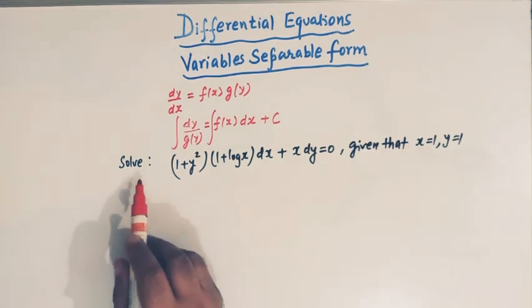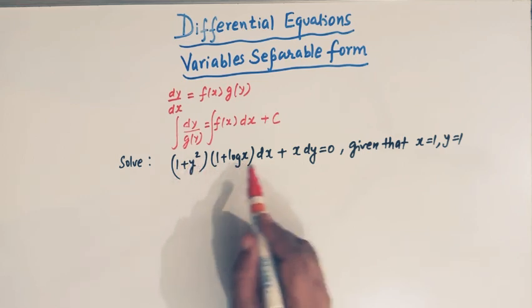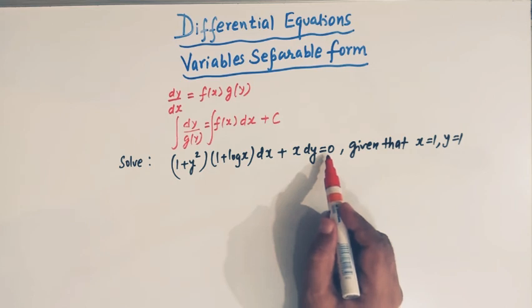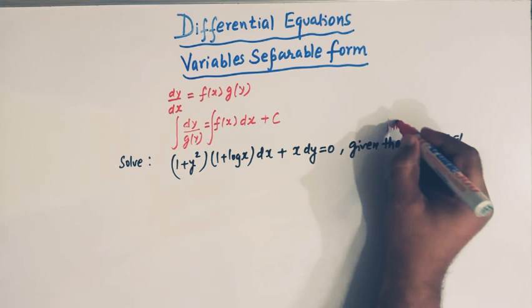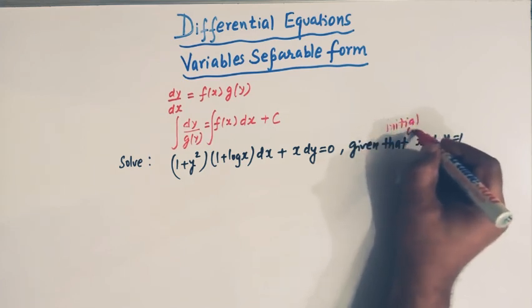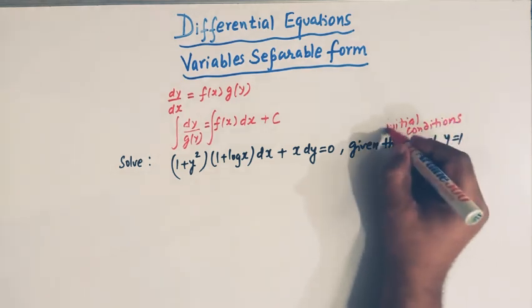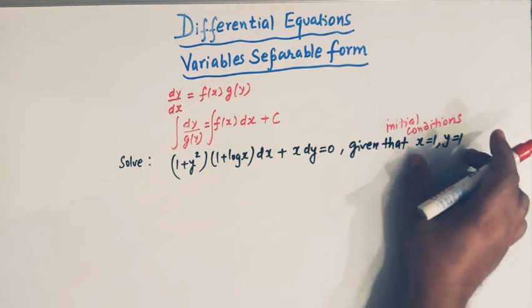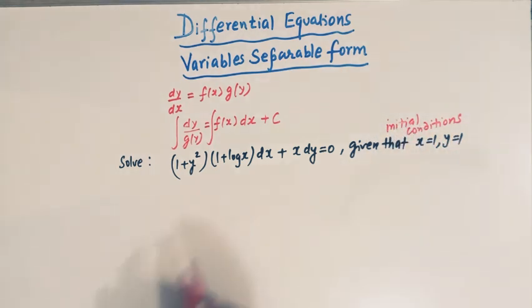Now let us solve this problem. Here we are given 1 plus y square times 1 plus log x dx plus x dy is equal to 0, and the initial conditions, these are known as initial conditions or boundary value conditions, right? So these conditions are known as boundary conditions or initial conditions. So we have to solve this differential equation.